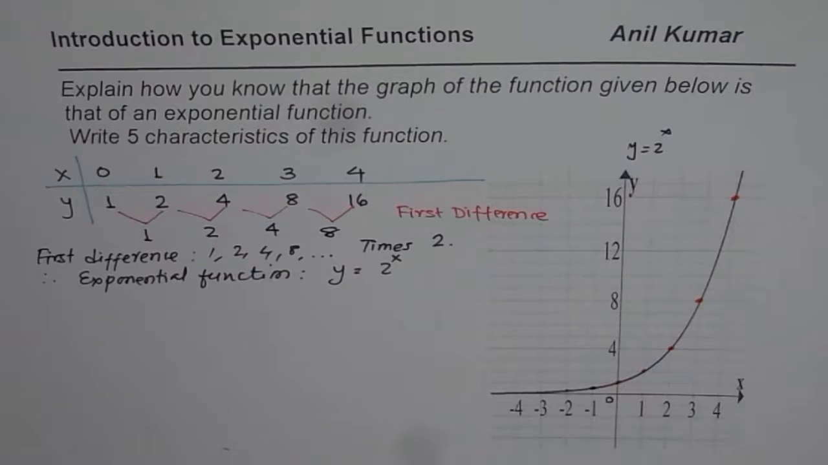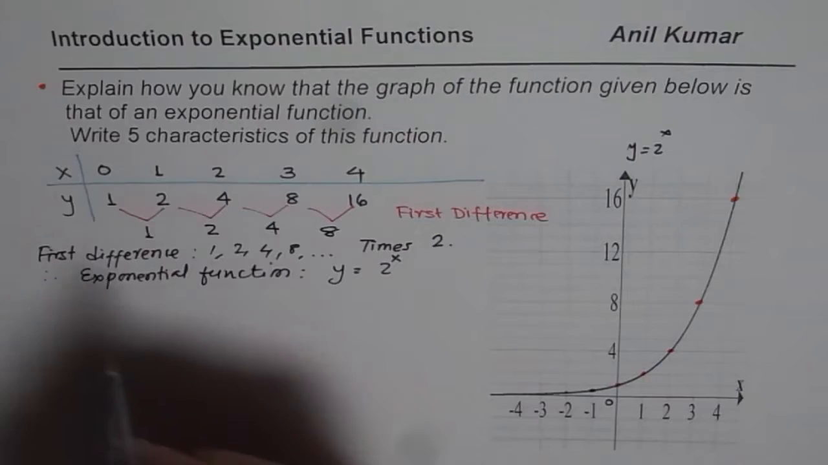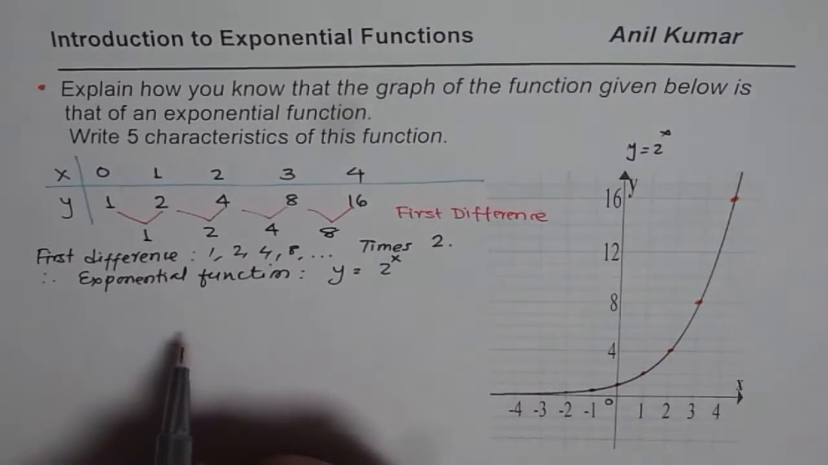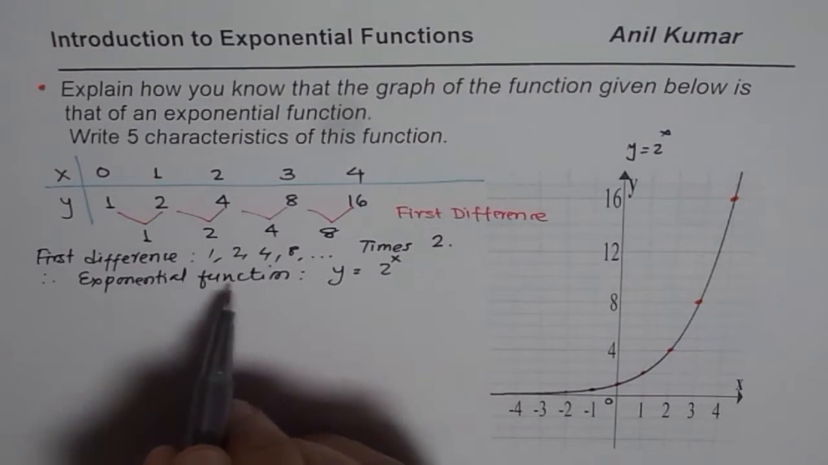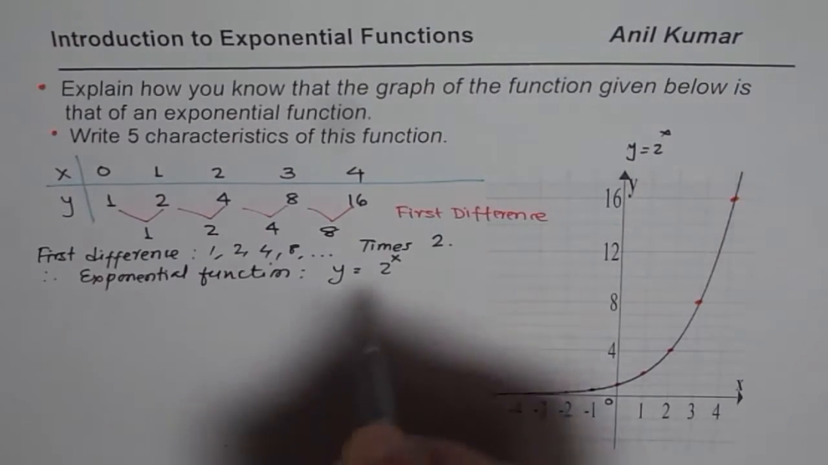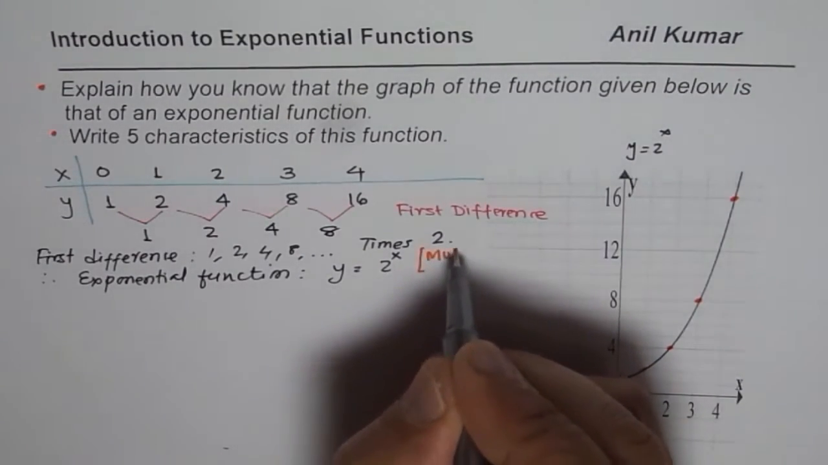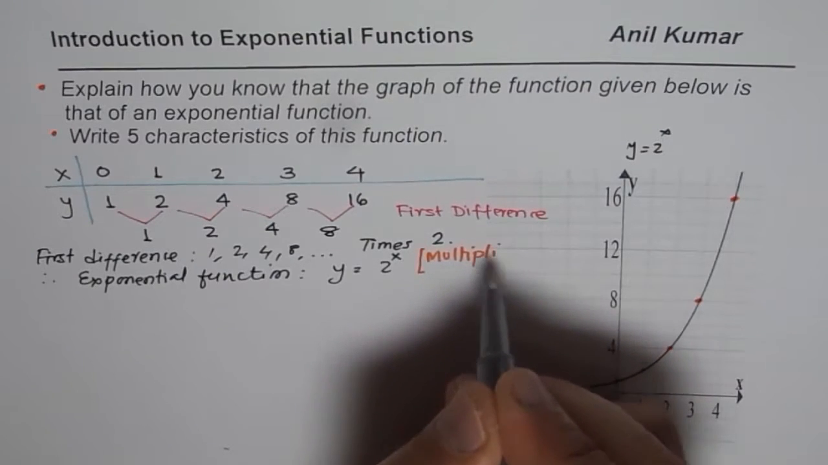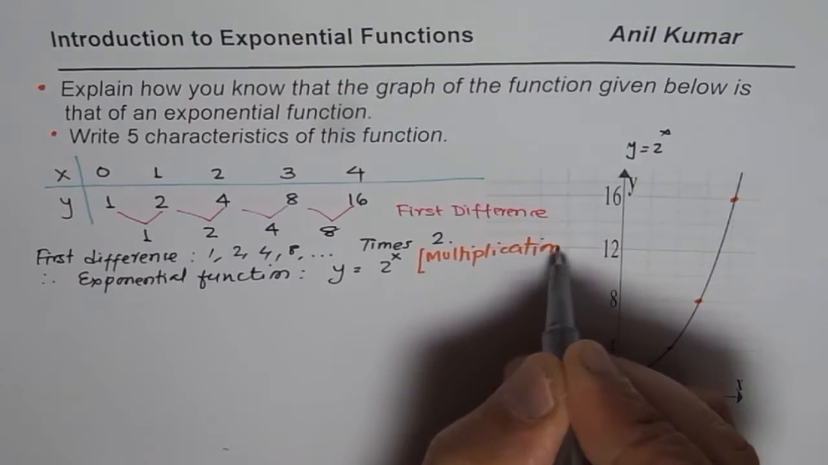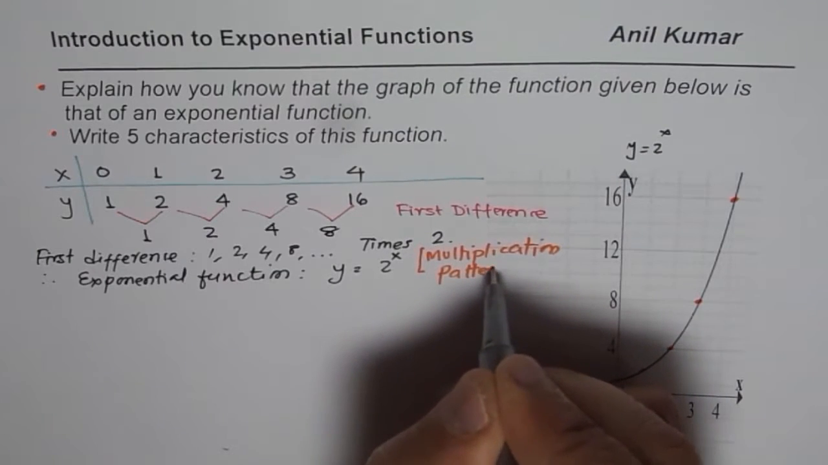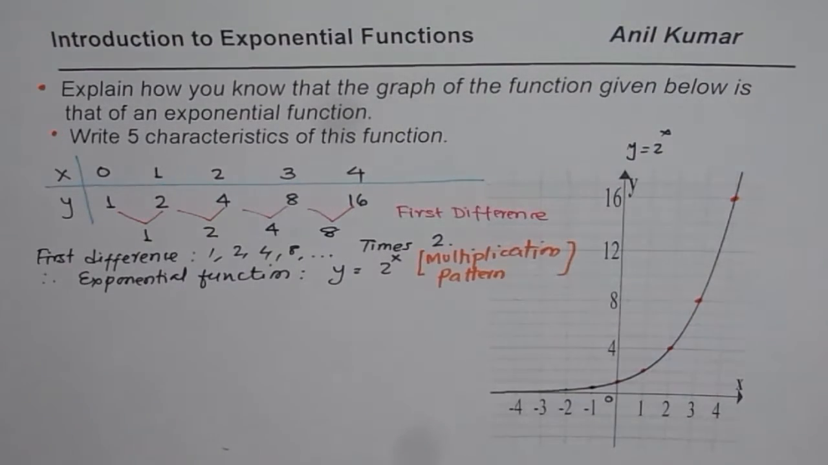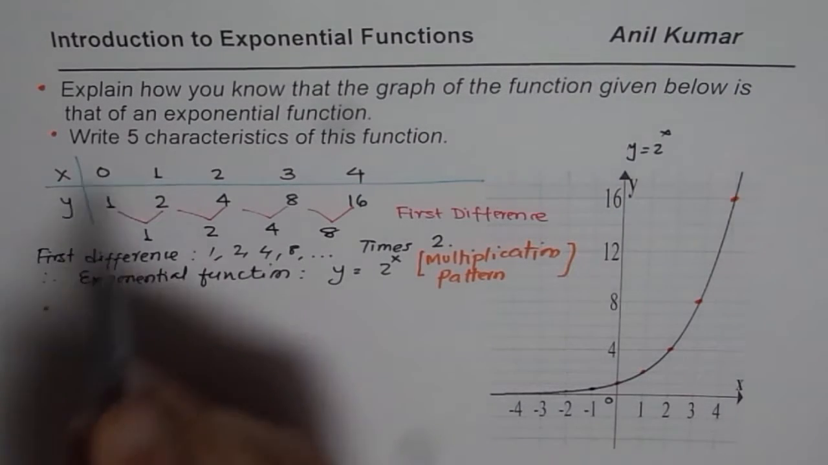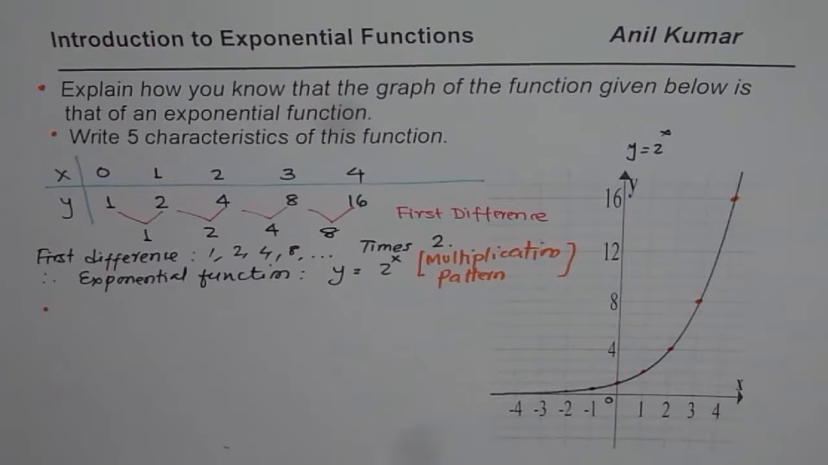Difficult to read, right? But that's the pattern which you notice, right? So the best way to answer this is to find the first difference and then say that this first difference is following a multiplication pattern, and that means it's an exponential function, right? So that is basically a multiplication pattern. Right, so that is how we justify. And now let us write down 5 characteristics of this function, right?